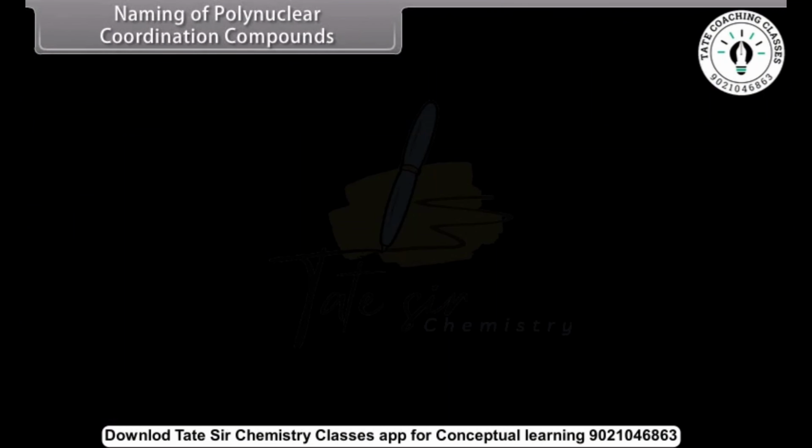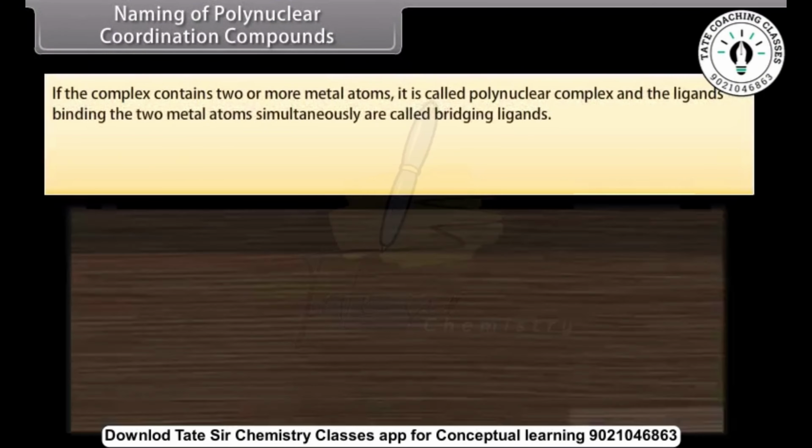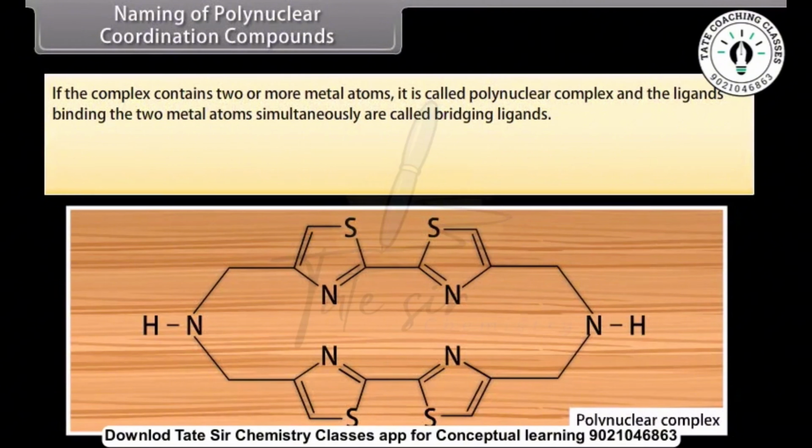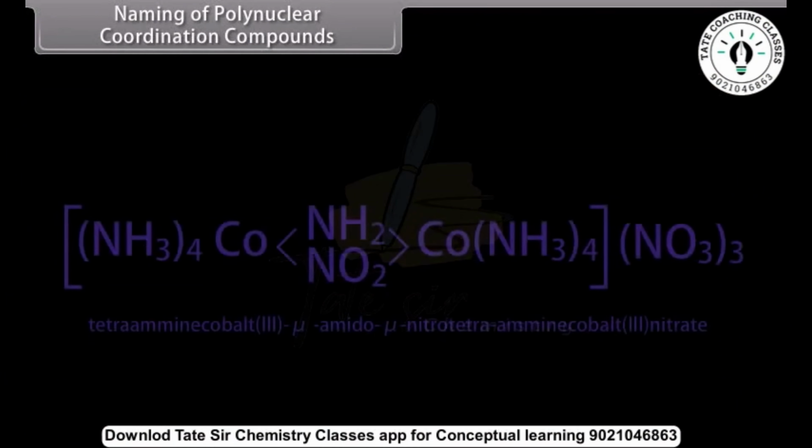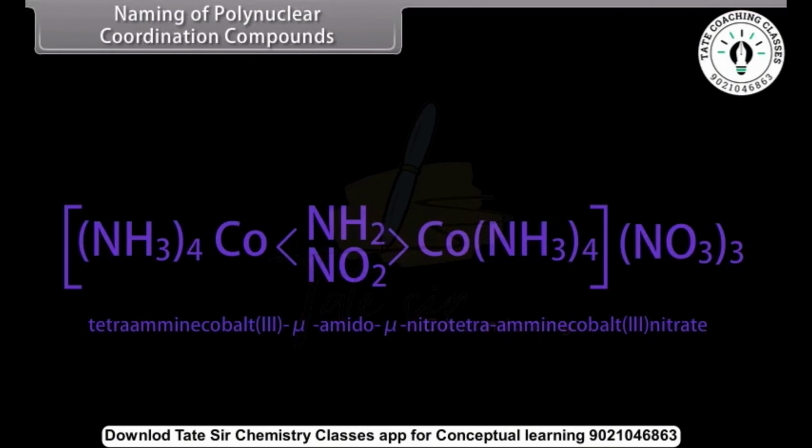Naming of polynuclear coordination compounds. If the complex contains two or more metal atoms, it is called a polynuclear complex, and the ligands binding the two metal atoms simultaneously are called bridging ligands. In naming such ligands, the Greek letter mu is written before the name of such ligands and is separated from the rest of the complex by hyphens. For example, this coordination compound is named as tetraammine cobalt(III)-mu-amido-mu-nitro-tetraammine cobalt(III) nitrate.